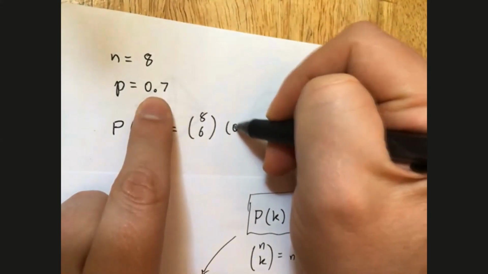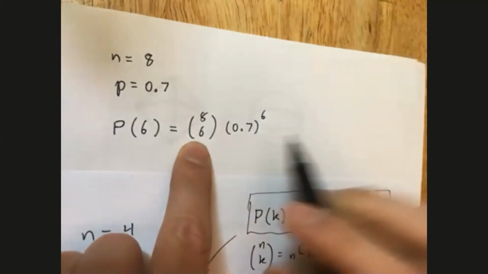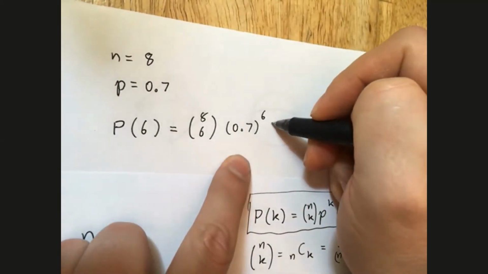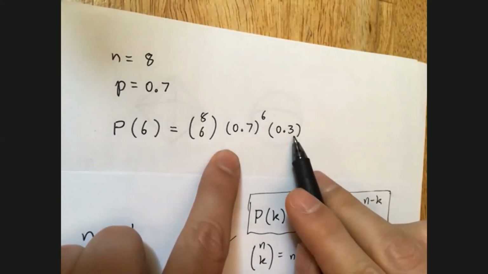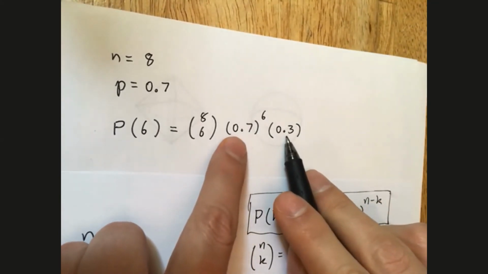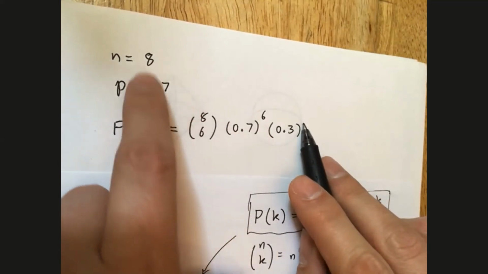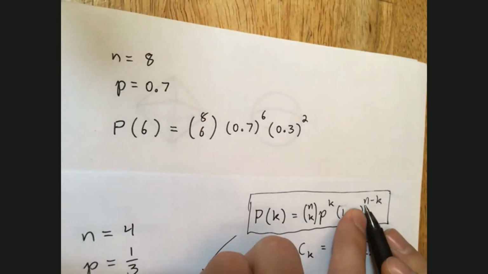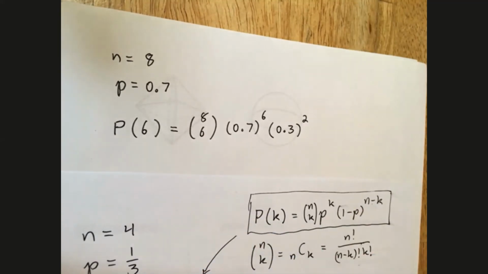p to the 6, there's 6 successes, so multiply the probability of success by itself 6 times. And then the probability of failure is 1 minus p, so that's 0.3. These have to add to 1, right? And these exponents have to add to 8, right? So that has to be a 2. Or in other words, you take 8 minus 6, and you get 2. Okay, so that's what we have to compute here.